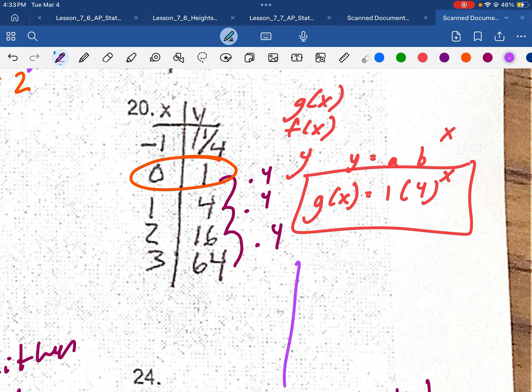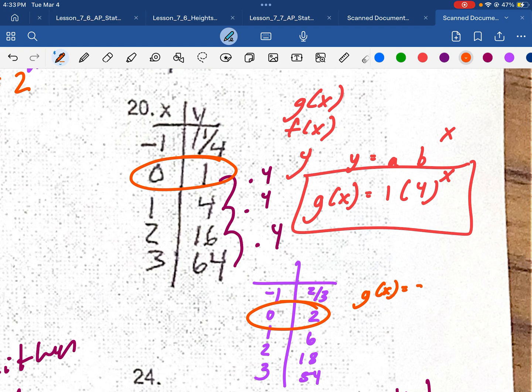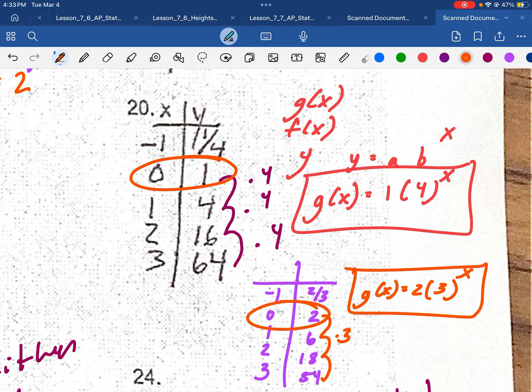Let's do another one. Same thing, let's do -1, 0, 1, 2, 3. Let's say it's 2/3 at 0... let's say 2 is here, then 2/3, and then 6, and then 18, and then 54. So if I take a look at this, starting is 2, so g of x is equal to 2. I'm multiplying by 3, so 3, and then to the x. That's it, just like we did yesterday, okay, just on a table instead.